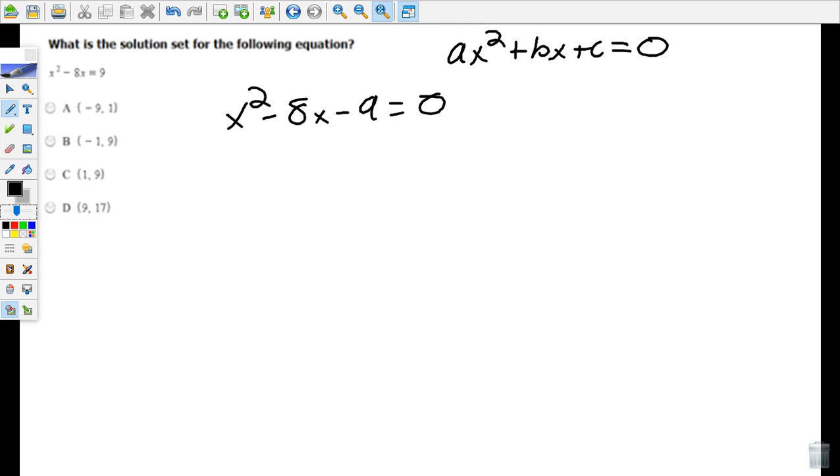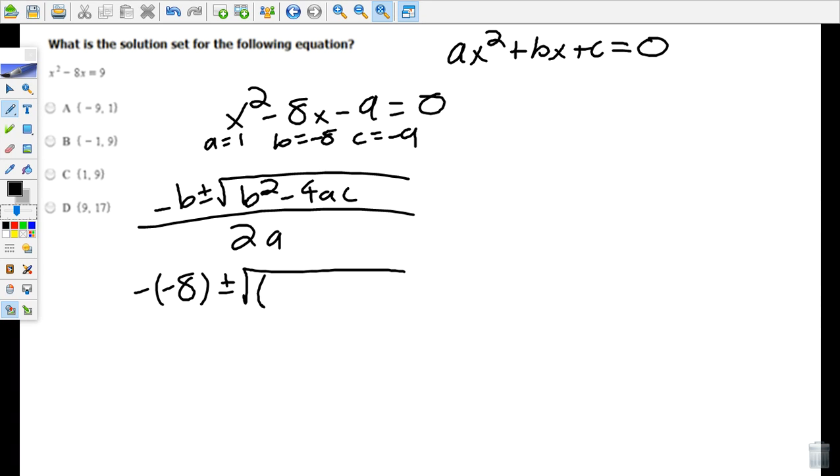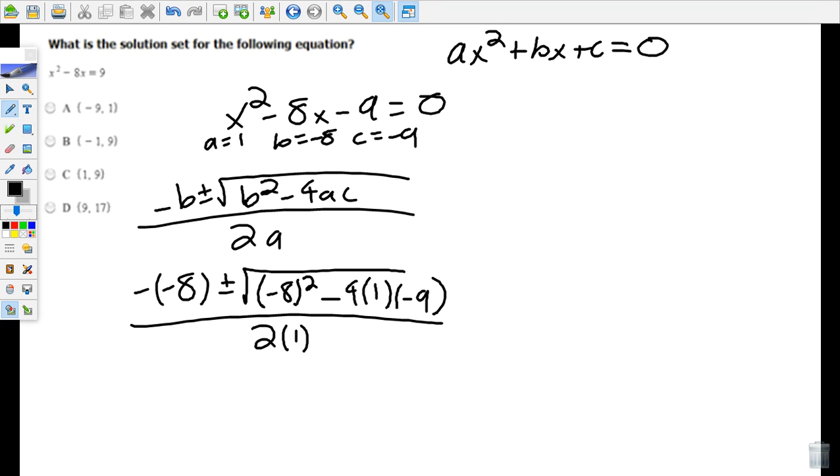And now, again, use your quadratic formula. Negative b plus or minus the square root of b squared minus 4ac, all divided by 2a. So we plug in everything. We have a equal to 1, b equal to negative 8, and c equal to negative 9. So b, that's a negative 8, plus minus the square root of b squared, which is going to be negative 8 squared, minus 4 times 1 times negative 9, all divided by 2 times 1. I'm just plugging in all my a's, b's, and c's.